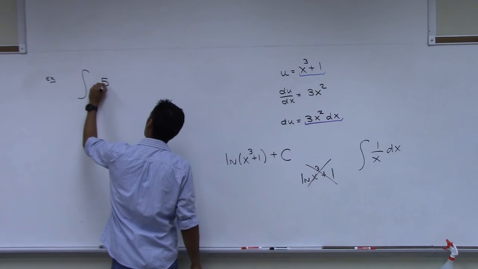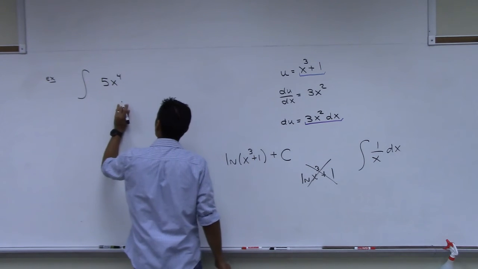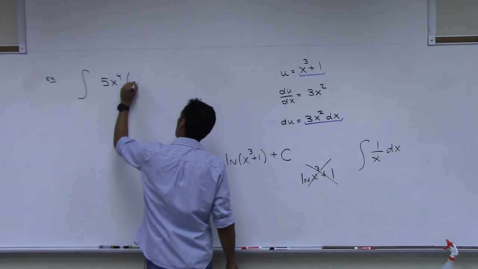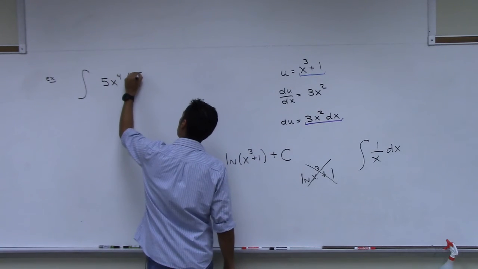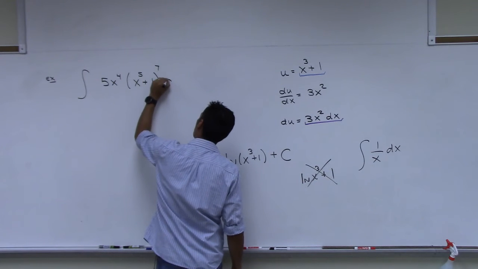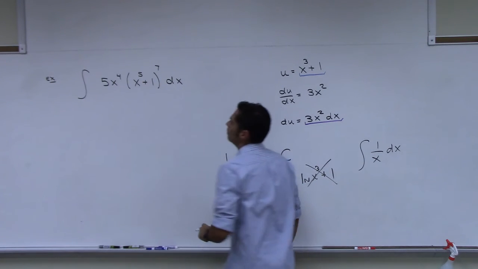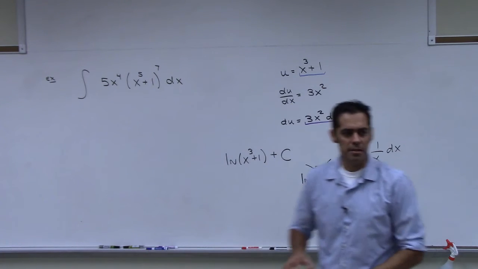How about the integral of 5x to the fourth times (x to the fifth plus 1) to the seventh dx? Now that's starting to look pretty nasty, huh?